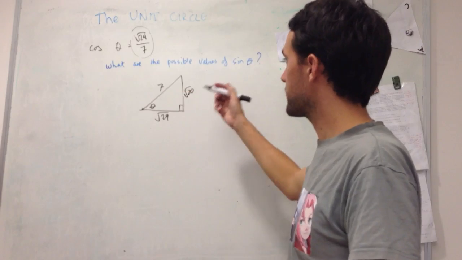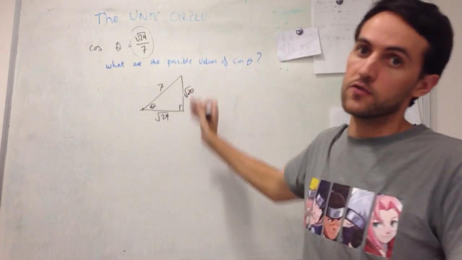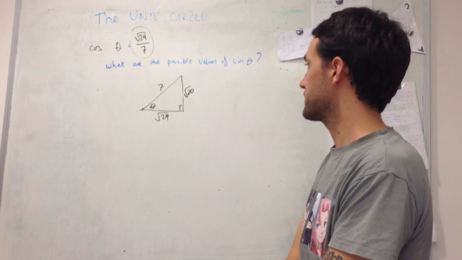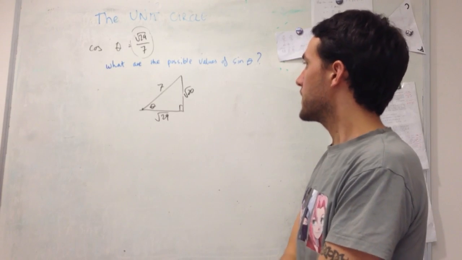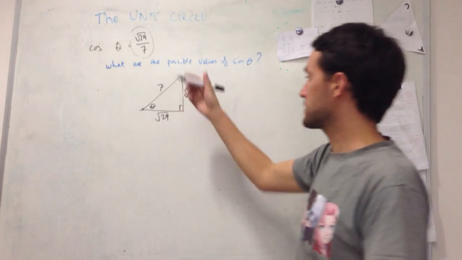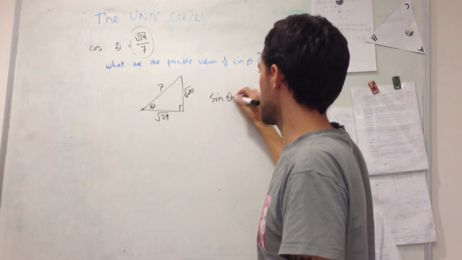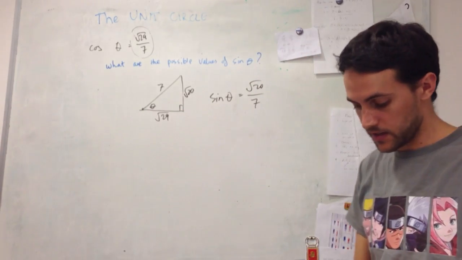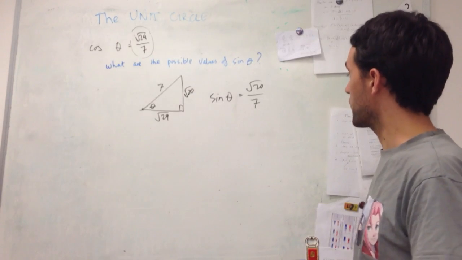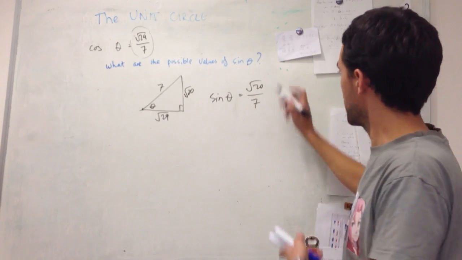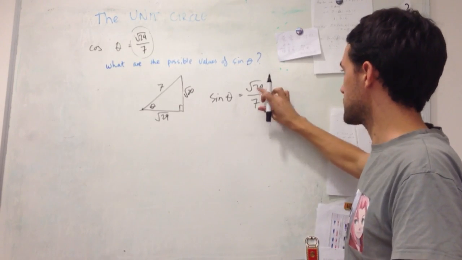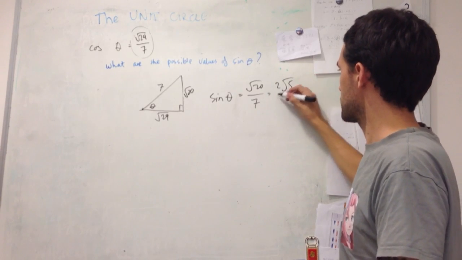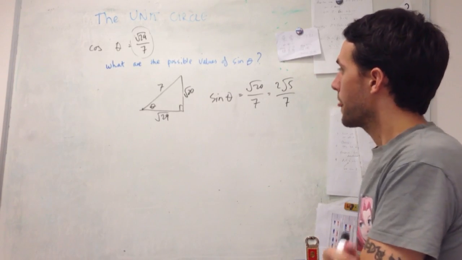Now, in this case, using the triangle ratios, I can say that this is the situation that I have. I can work out sine theta must therefore be equal to root 20 on 7. So I don't even need to worry about the thetas or whatnot. And I could make this a little bit neater, since 20 is 4 times 5 and the square root of 4 is 2. This is 2 root 5 on 7.